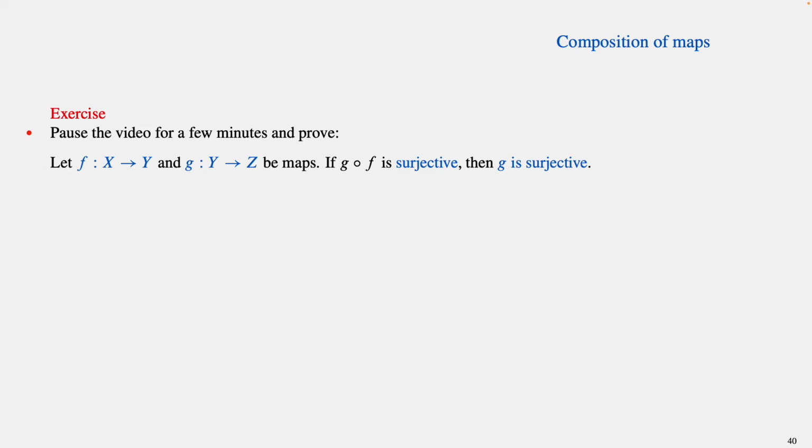Now another exercise for you. Pause the video for a few minutes and prove the following. f from X to Y and g from Y to Z are maps. We assume that the composition g with f is surjective. That means all the elements of Z appear in the image of g composed with f. And then you should show that this implies that the map g is already surjective.